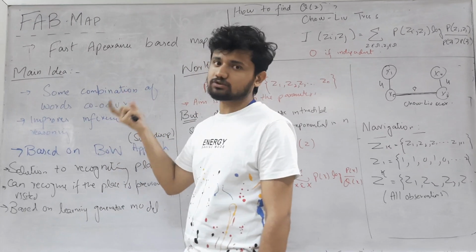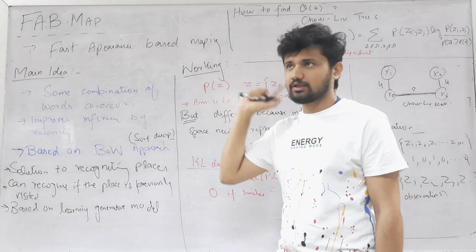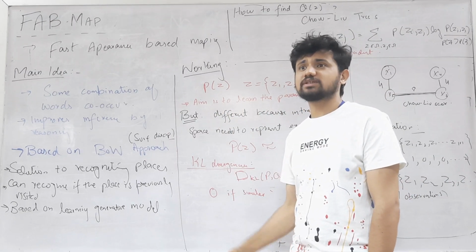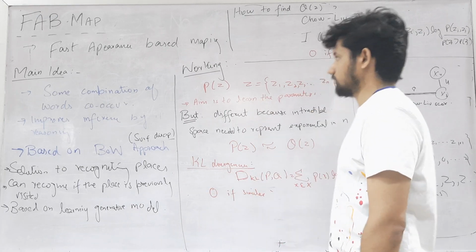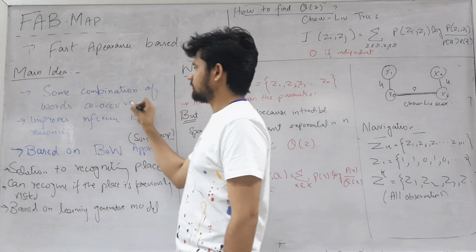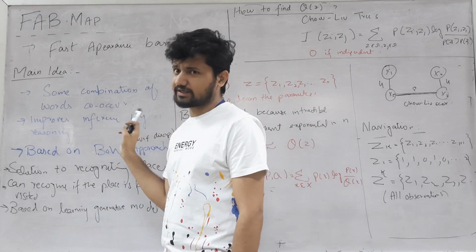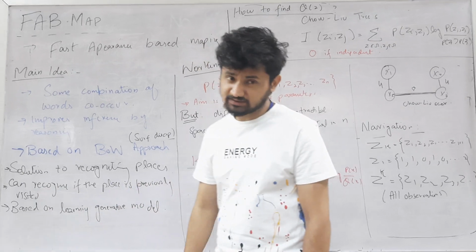And word means obviously the features. We call them the words in bag of words. What were the words? Obviously the same descriptors or the features that you were extracting from the environment. So this is the main idea. Some features co-occur, and this improves the inference at test time, or improves the inference by reasoning.